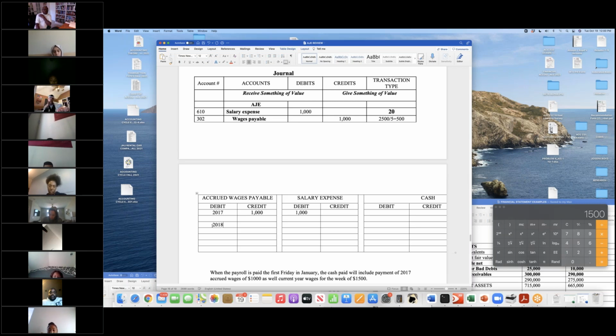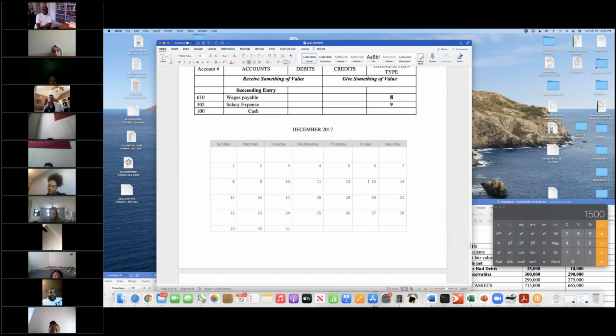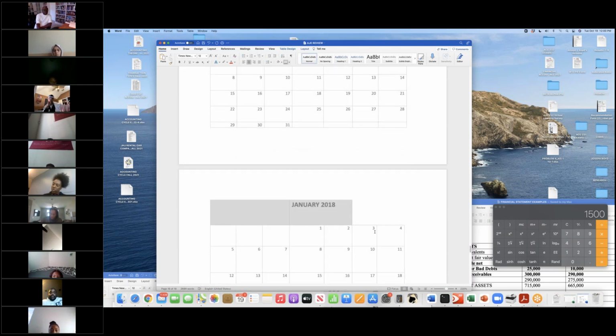Now let's go to 2018. When Friday comes around on January 3rd, how much do the workers want to be paid? How much would you want on Friday the 3rd? $1,500? Okay. So you're going to work on the 30th and 31st, and because this is the end of the year, you're going to be generous and give that back to the company. And you're going to say, company, you just have to pay me for 3 days.